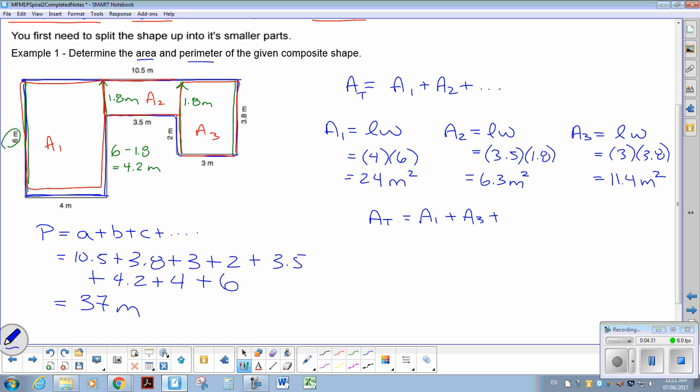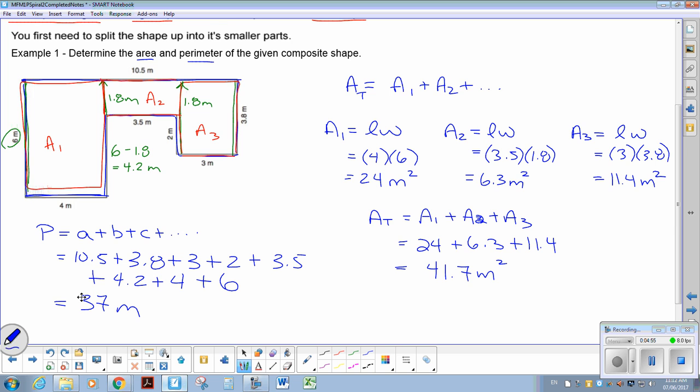And, oops, 2 plus area 3. And I can do my substitution, making this nice and neat and easy to follow. Good for communication marks. And I plug those values in, and we get an answer of 41.7 meters squared. All right.